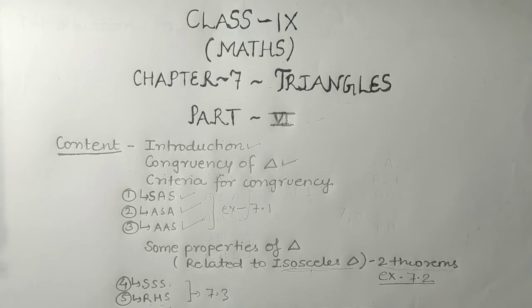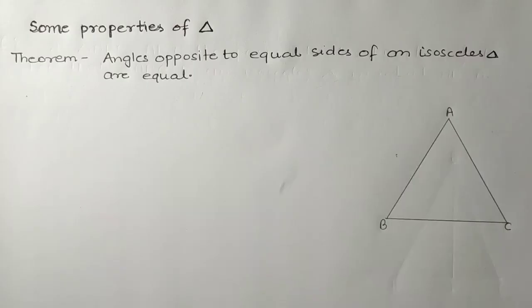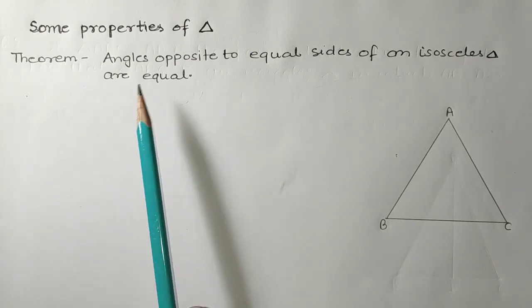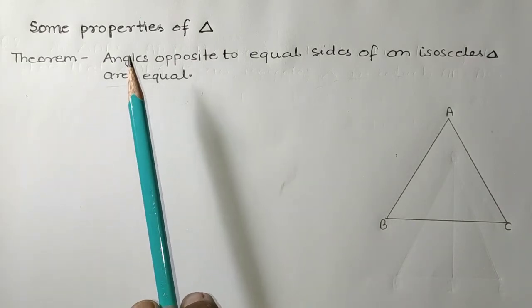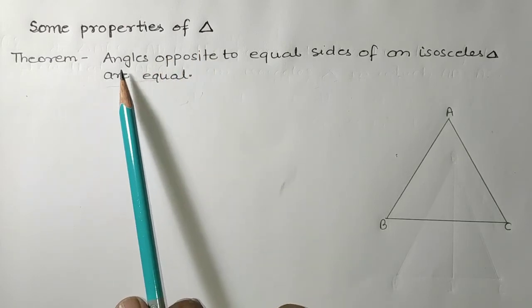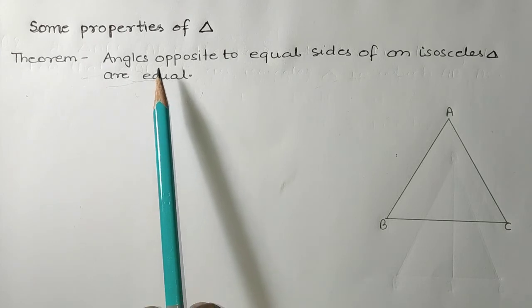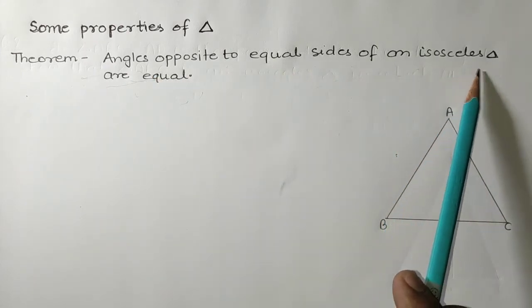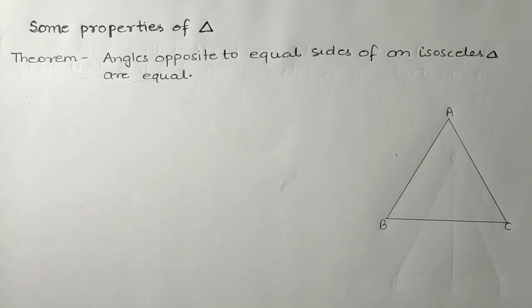Okay students, so let us see the topic for today, that is some properties of triangle that are related to the isosceles triangle. Basically, students, the properties are given in the form of theorems, and the first theorem is: angles opposite to equal sides of an isosceles triangle are equal.